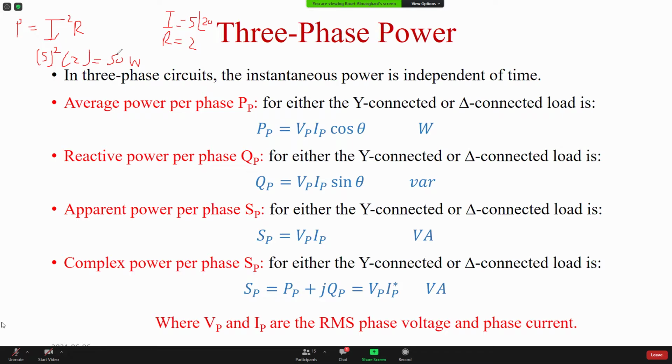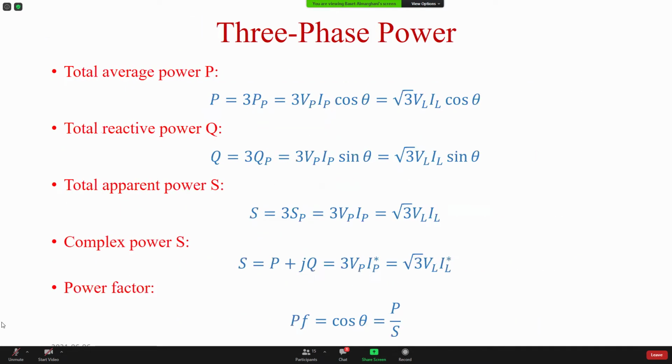The only thing, and even when we calculate it from these two guys, keep in mind we're using RMS values here, the magnitudes. Now, when we go 3-phase, we're going to multiply by 3. Or, as I explained, this equals actually this.